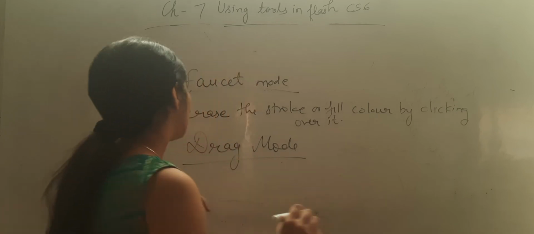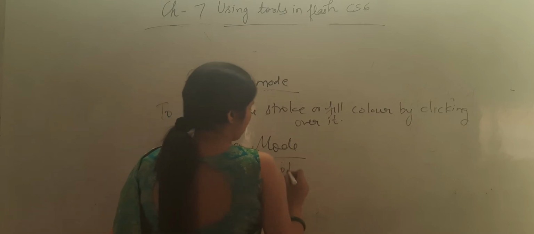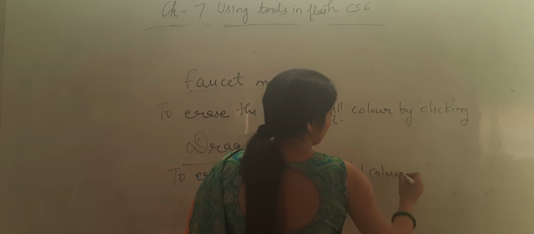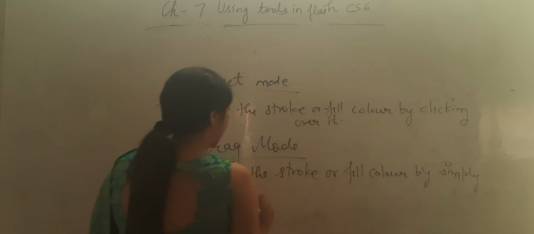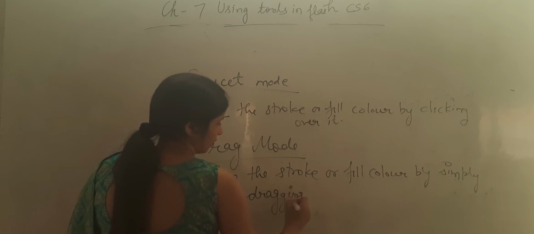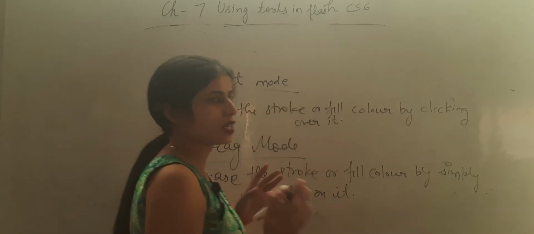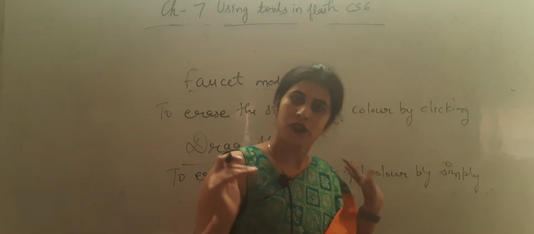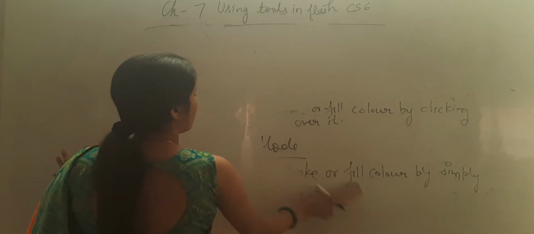Okay. So this mode is used to erase the stroke or fill color by simply dragging on it. If we are simply dragging, this mode is known as drag mode, and if we are clicking, it is known as focus mode. Okay, so these are the broad classified modes of eraser.